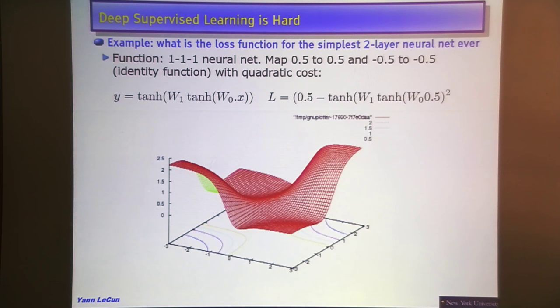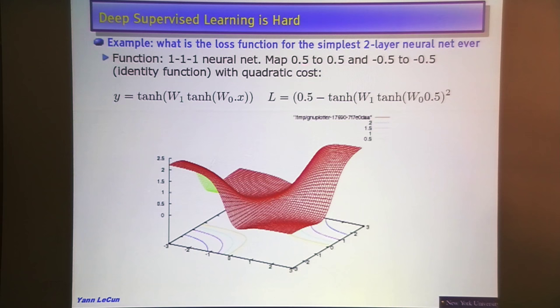Okay, just a little word of warning. Why is it that for a number of years people have been scared about neural nets and deep learning, and have concentrated on learning procedures where the cost function is convex? Here is an example that might scare you, and it's a very simple neural net. It's probably the simplest two-layer neural net ever. It has one input, one hidden unit, and one output. And you just train it to compute the identity function.